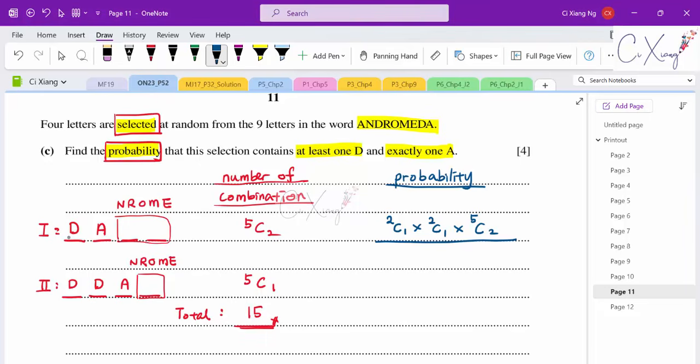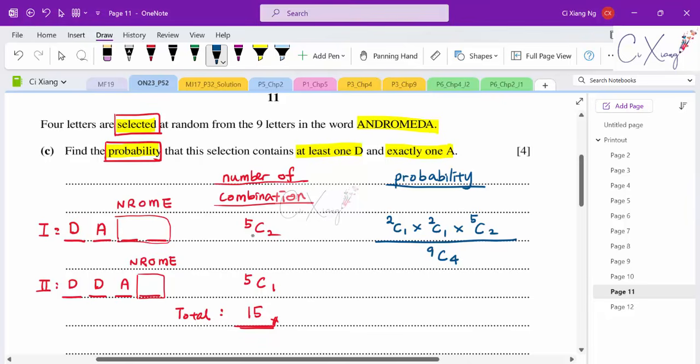To calculate the probability, you have to divide your number of combinations by the number of combinations without restriction. So what's the number of combinations without restriction? That means in total you have 9 letters and you want to select 4 of them, so it will be 9C4. That's how we calculate the probability. Try to observe: for the number of combinations, I only have 5C2. But for the probability calculation, I need to include the chances that D and A will appear, which is 2C1 and also 2C1. That means a higher chance to be selected. This is how we calculate the probability.